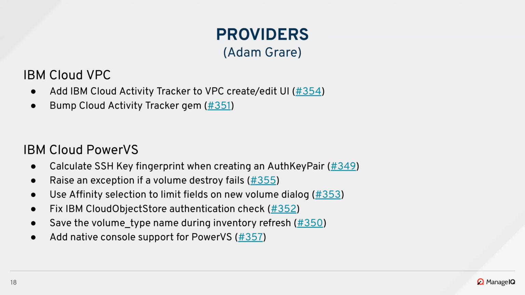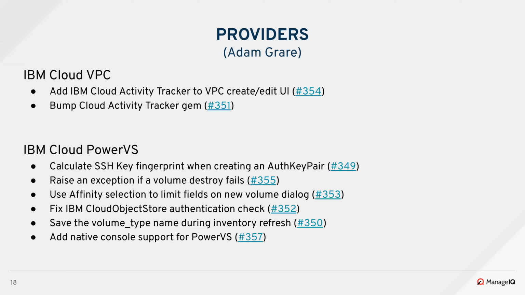He also added affinity selection when provisioning a new volume in the provisioning dialogues. The affinity that you're selecting limits other fields that you're able to pick. And so adding that drop down just ensures that you're not able to pick an invalid configuration when adding a new volume.